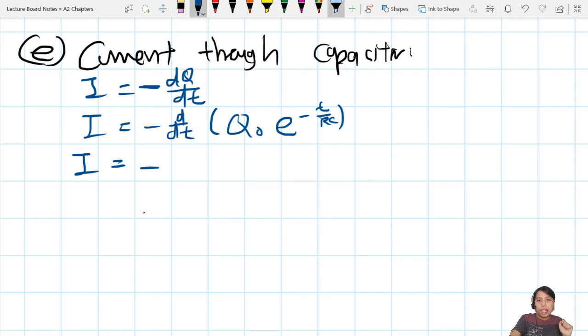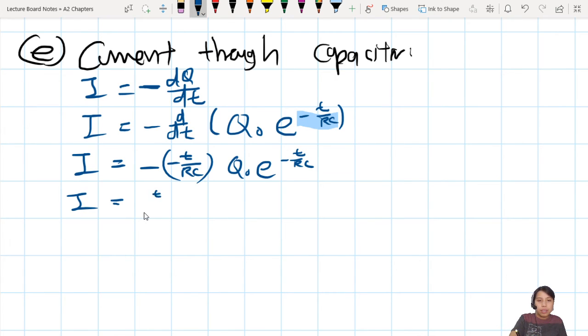Do you remember how to differentiate this thing? This component will come out. So we have negative 1 over RC multiplied by Q naught e to the negative t over RC. So what we get in the end will be 1 over RC Q naught e to the negative t over RC. Very messy, this equation. Can simplify a bit. I just realized a mistake. The t is not supposed to come out. It's just 1 over RC.